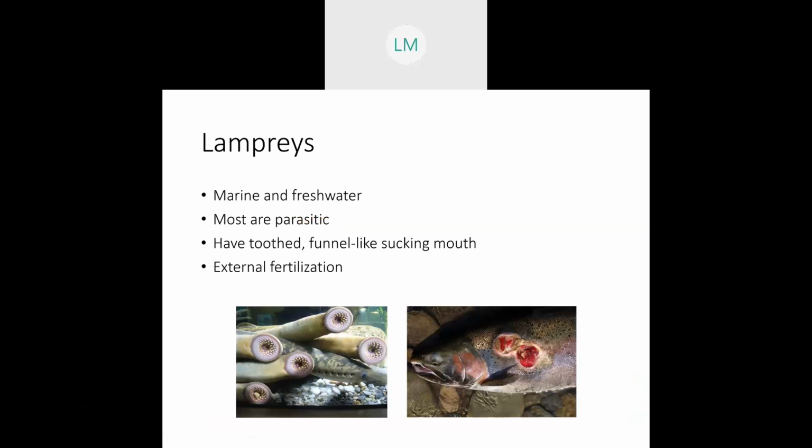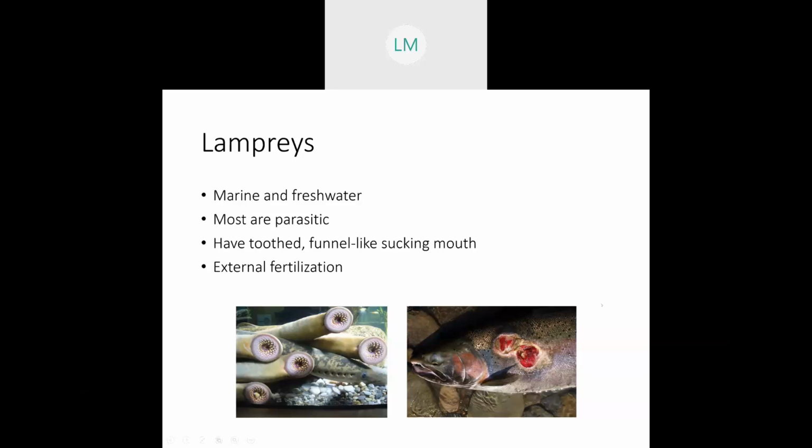So these are lampreys here. So you can see its eyeball is right there. These are its little gill slits there. This sucker structure is the mouth. So it's toothed and funnel shaped, and allows it to attach to other fish and feed that way. So this is an example of a fish that did have some lampreys attached to them. So this is how they are parasitic. They can just kind of suck the nutrients out of other organisms with this toothed mouth.